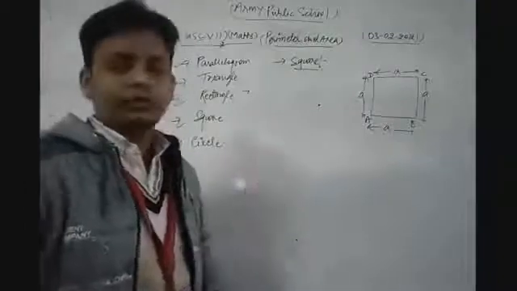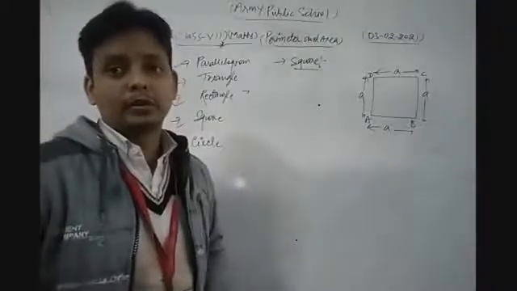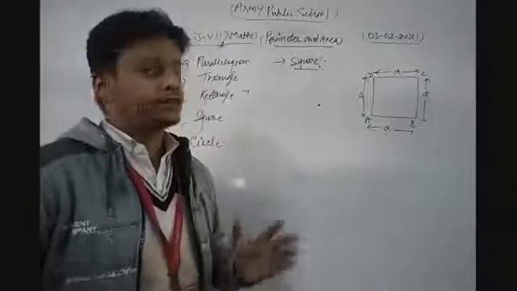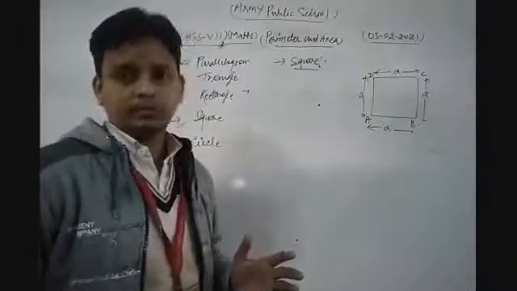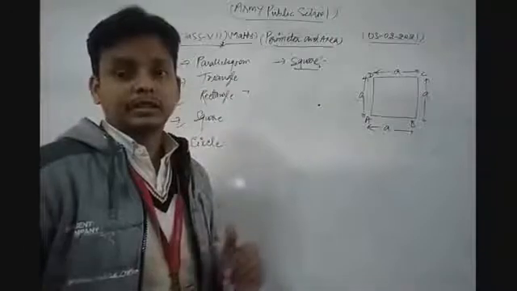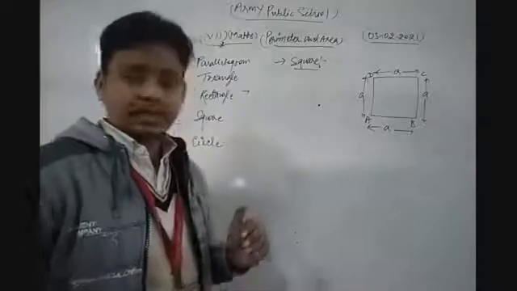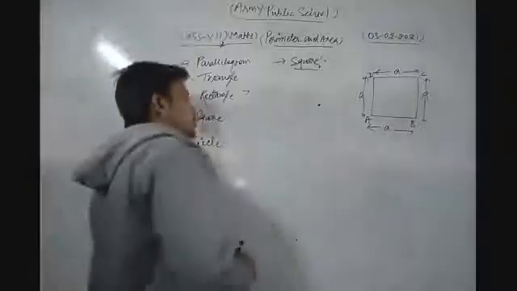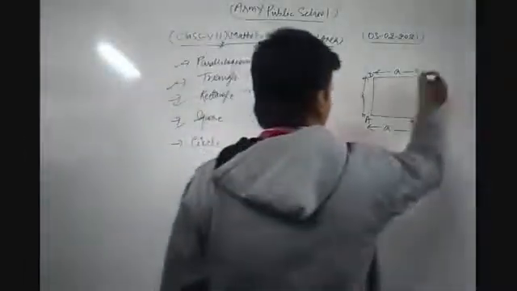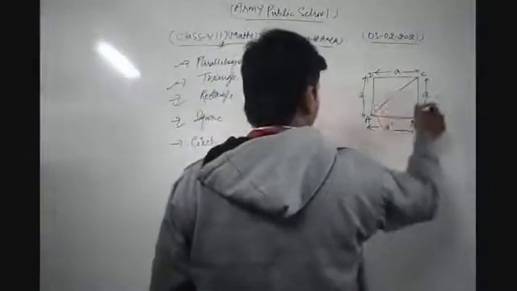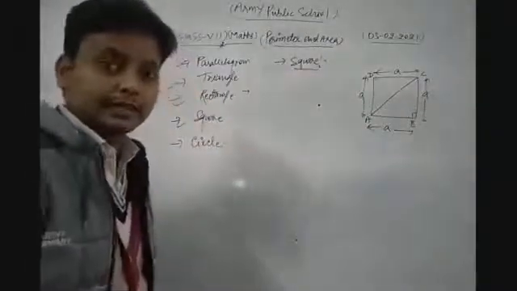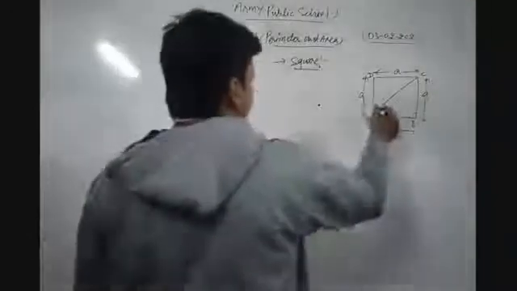There are three important formulas related to the square. First is the perimeter of the square, second is the area of the square, and third is its diagonal. Each angle of a square is also 90 degrees.